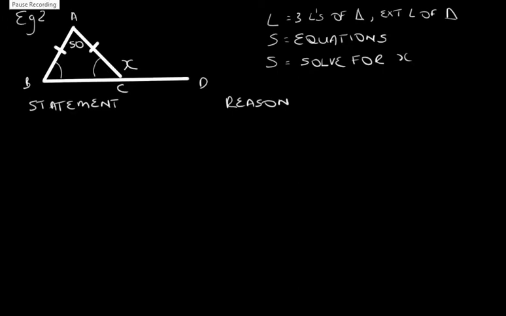So in order for us to solve for x, we need to solve for these base angles. So we need to find, let's call this angle y, and let's call that angle y as well, because the two angles are equal. How are we going to write that out? We are going to say 50 plus y is equal to 180 degrees. What's our reason? Our reason is three angles of a triangle.